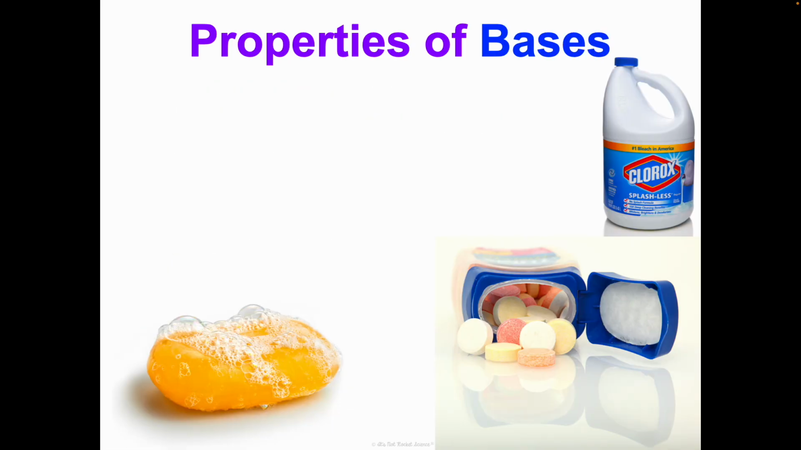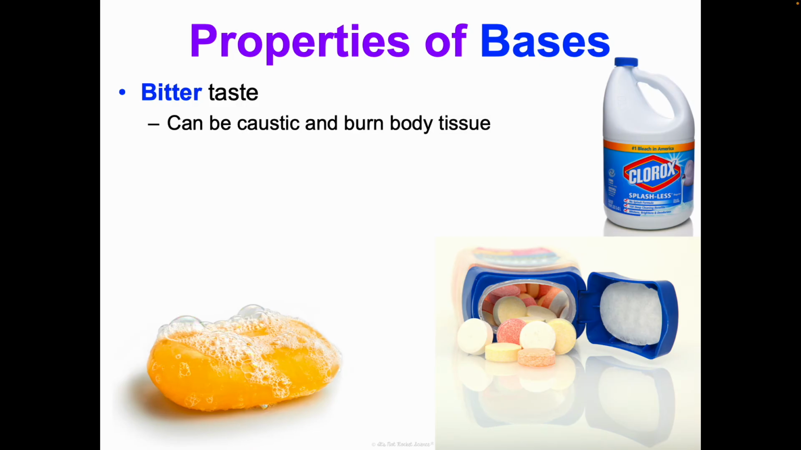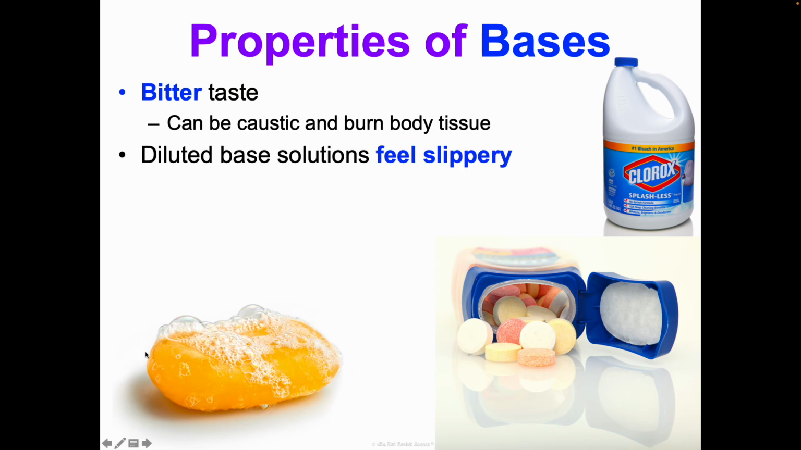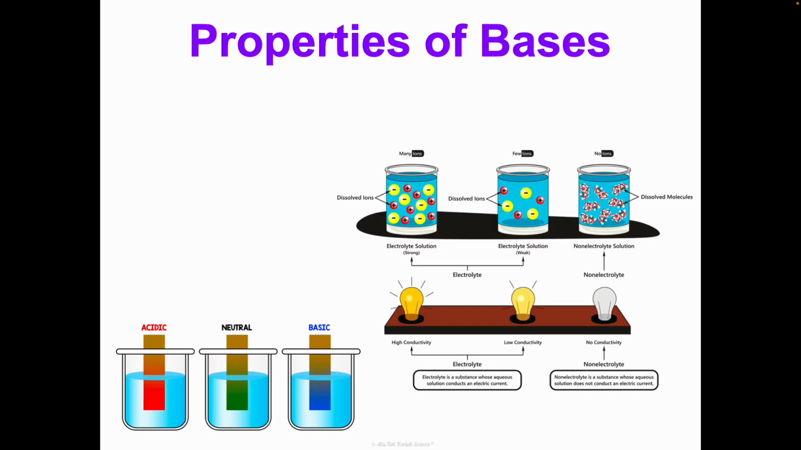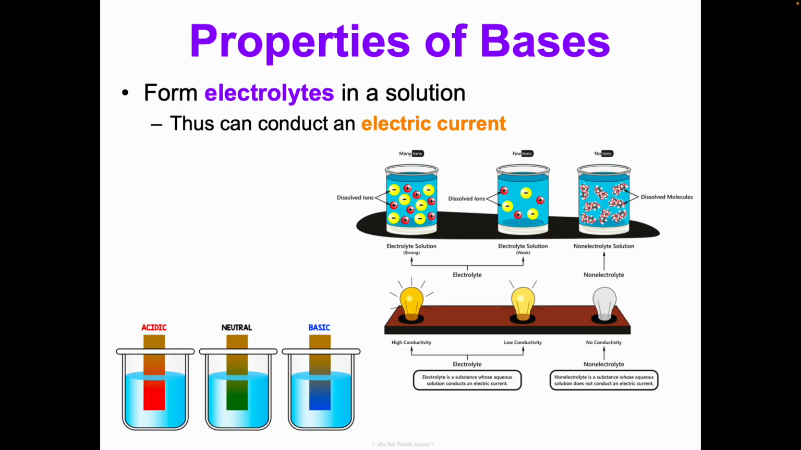Okay, now let's compare and contrast this with some properties of bases. Bases don't have a sour taste, they have a bitter taste. They can also be caustic, and they can burn and be harmful to body tissue. Diluted base solutions often feel slippery. Soap is a really diluted base, and so it feels slippery. Bases react with acids, and they make salts and water in neutralization reactions. They also form electrolytes in solution, and thus can conduct an electric current. They also cause a color change in indicators.